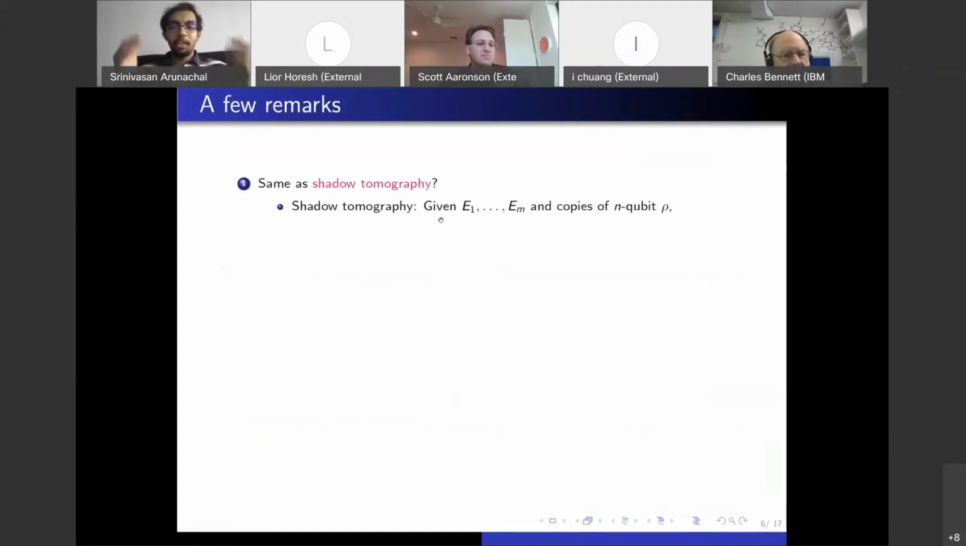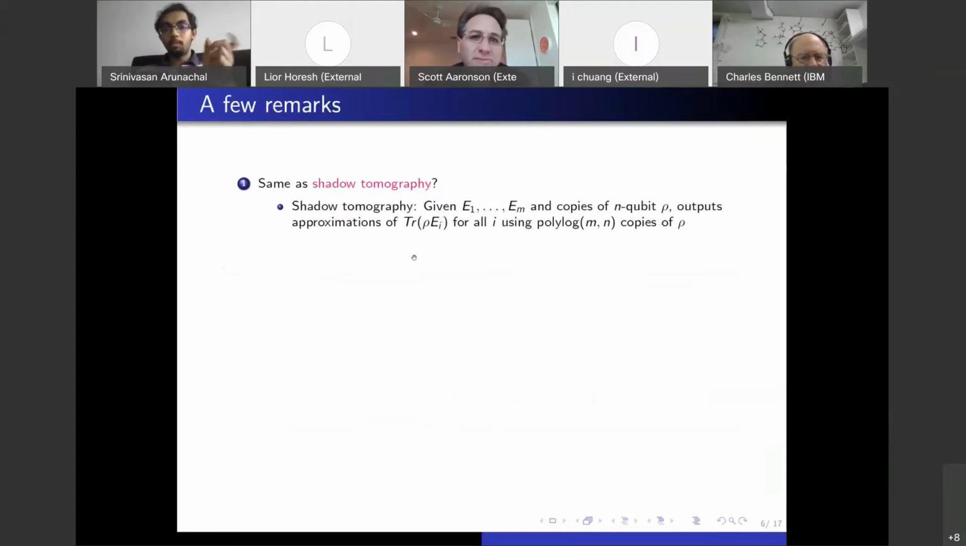Maybe this was not necessary, but what is shadow tomography? You have E1 to EM, those are POVM elements. You have copies of a state rho. What Scott showed is that if you want to predict trace of rho times E_i for all i from 1 to M, only poly-log in M copies of rho suffice for this learning problem. So that's already an exponential improvement in n and M. That's fantastic, and you would try to see if maybe you can use this for the Hamiltonian learning problem.